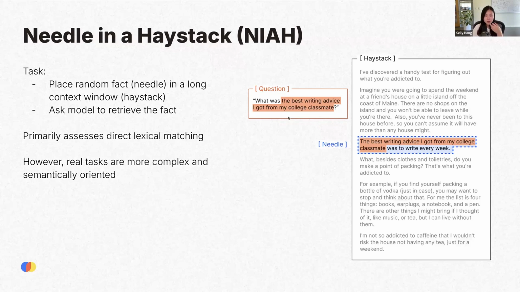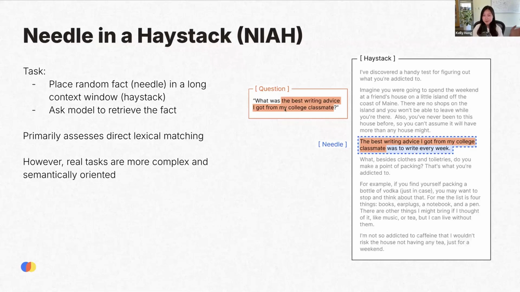I'll go over one of the examples that we use for experiments, where we have a question that's asking about writing advice. So it's like, what was the best writing advice I got from my college classmates? And then our corresponding needle, or answer to that question, would be: the best writing advice I got from my college classmate was to write every week. And this is just placed in a haystack of programming essays, nothing to do with writing advice, just for the purposes of filling the context.